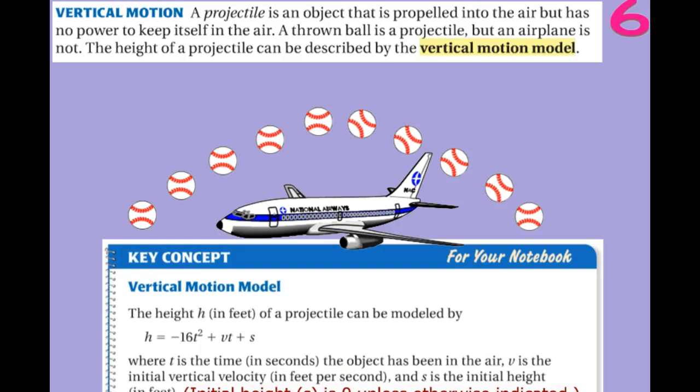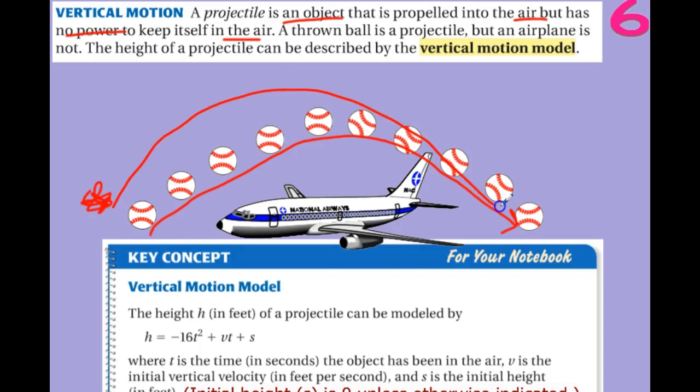Now we have one last type of skill to learn here. It's not anything that you need to memorize. It will always be given to you. It says we have a vertical motion. A projectile, which is really any object that is propelled into the air, but has no power to keep itself in the air. So like a baseball, you throw it in the air, it's got to come down. You throw anything into the air, a crumpled ball of paper into the air, it's got to come down. A frog jumps, it's got to come down.